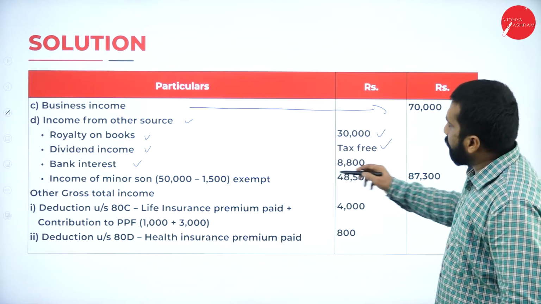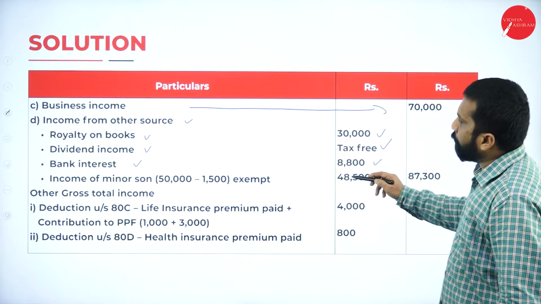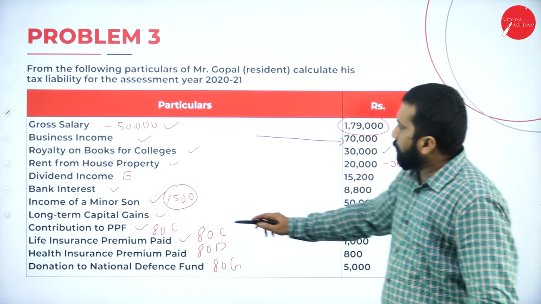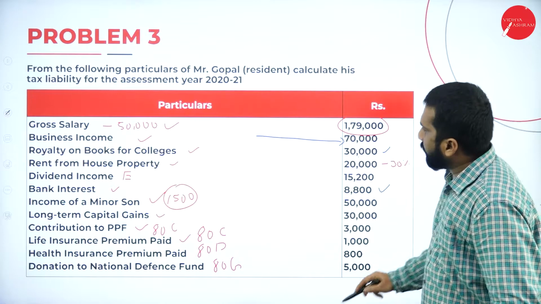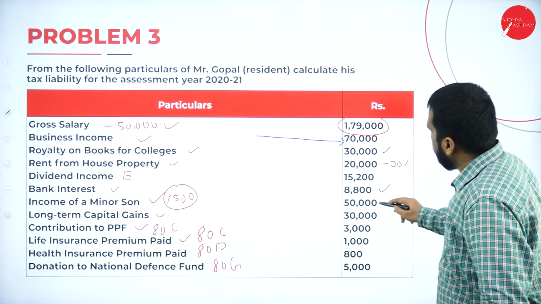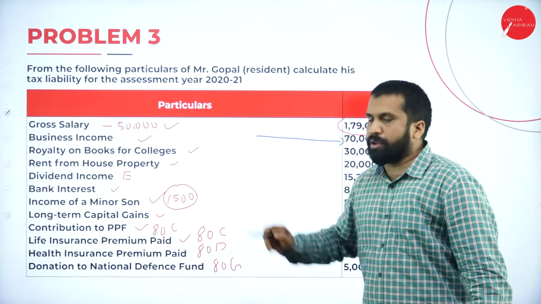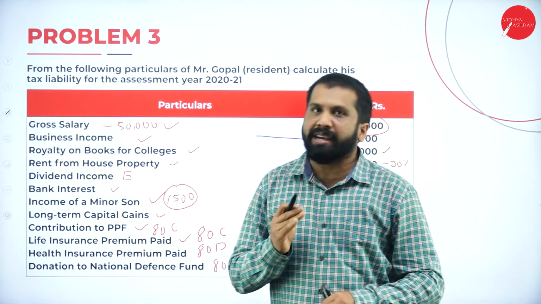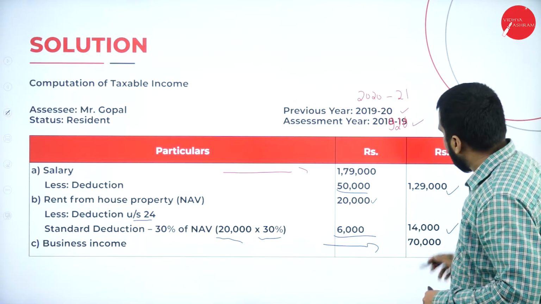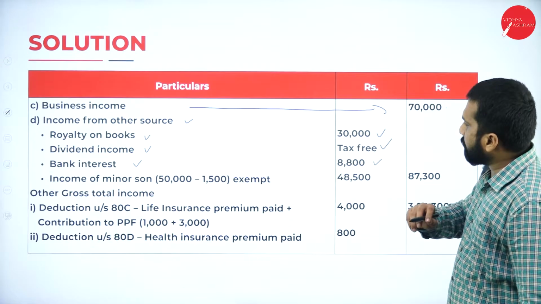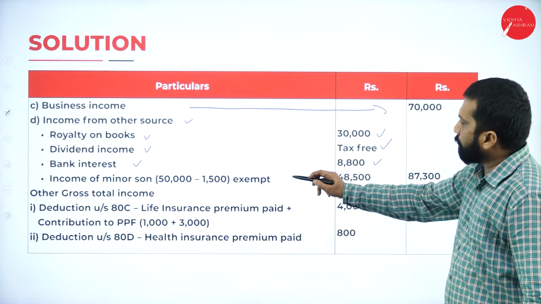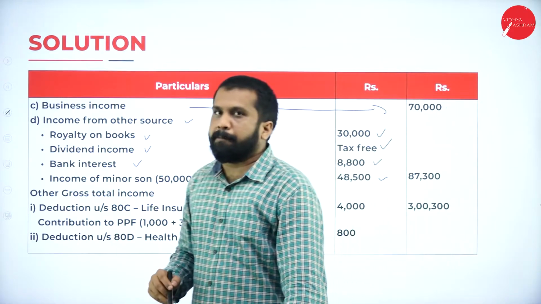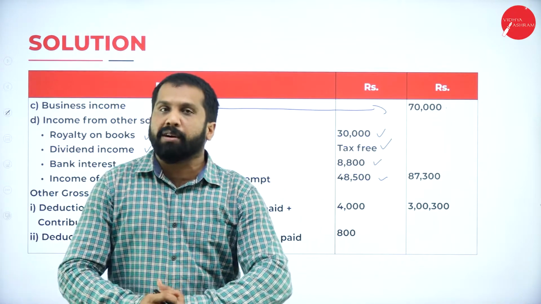Then, after that, we have bank interest and we have income of minor son. Bank interest we have taken. Income from minor son, 50,000. As I told you, what is the limit we have? Up to 1,500, no tax for minor. So 50,000 minus 1,500, so 48,500 is taxable. This we call clubbing of income.